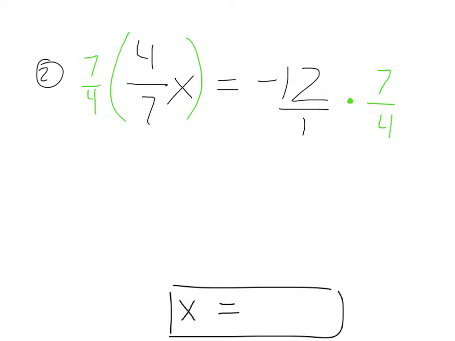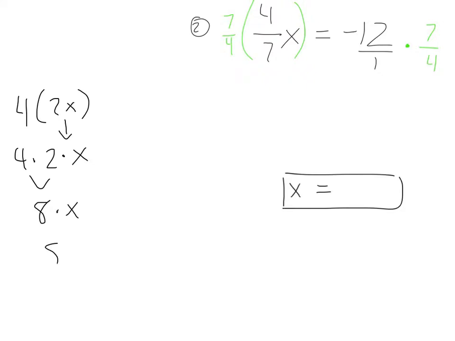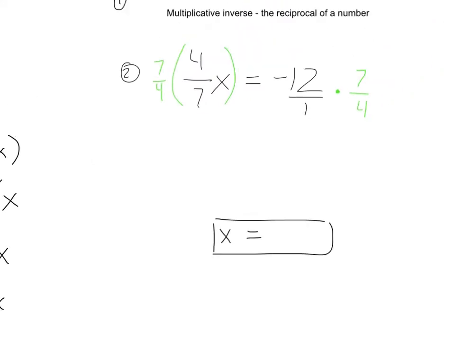Anyway, let's work on this side first. 7/4 times 4/7 x. Well, this is actually simpler than it looks. Let's just do a little recap. If I gave you 4 times 2x, what would you say? Well, you'd say that's like saying 4 times, because remember parentheses means multiply, times 2x, which is really like saying 2 times x. And 4 times 2 is 8. We'd have the times x, and we could just write 8 times x as 8x. So we're really doing the same thing here.